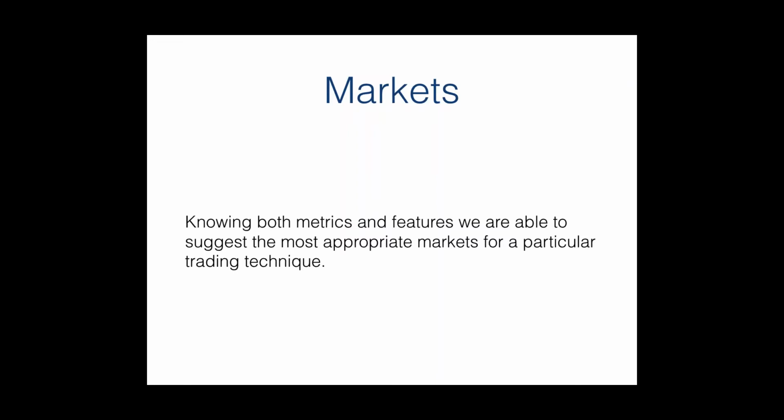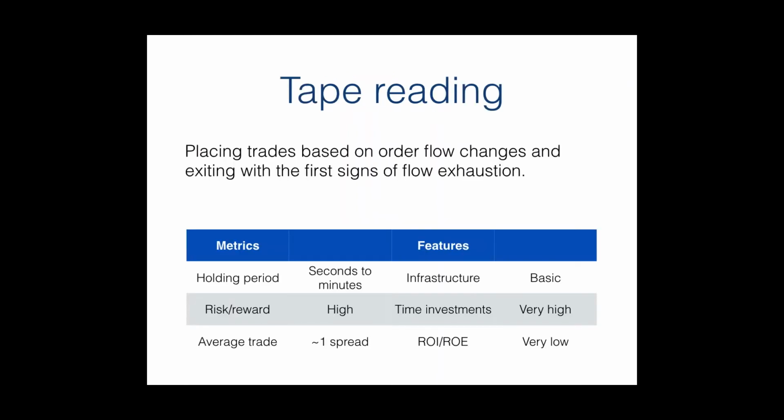Knowing both metrics and features, we are able to suggest the most appropriate markets for a particular trading technique. As you can see, we will be able not only to pick the most appropriate trading methods, but also suggest the most comfortable markets for a particular trading technique. Now, let's start with the first one from the discretionary domain, the tape reading or price action trading.